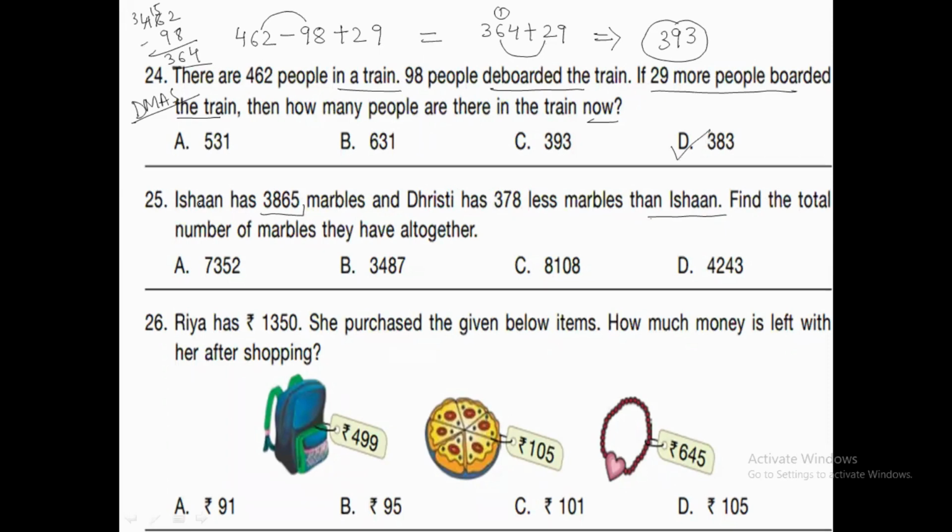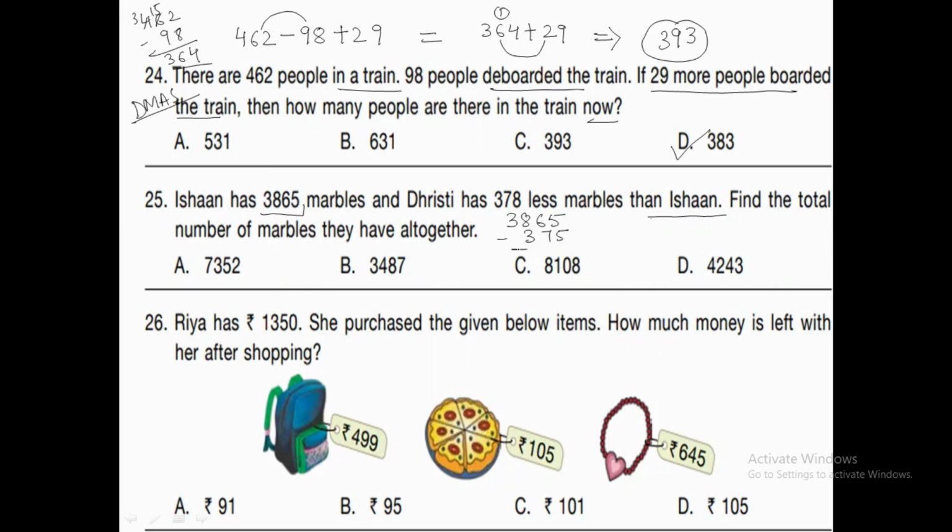So we already know that Ishan has 3,865 marbles and Drishti has 378 fewer marbles than Ishan. First we need to find the number of marbles that Drishti has. To find that, we will subtract 378 from the number of marbles that Ishan has, which is 3,865.